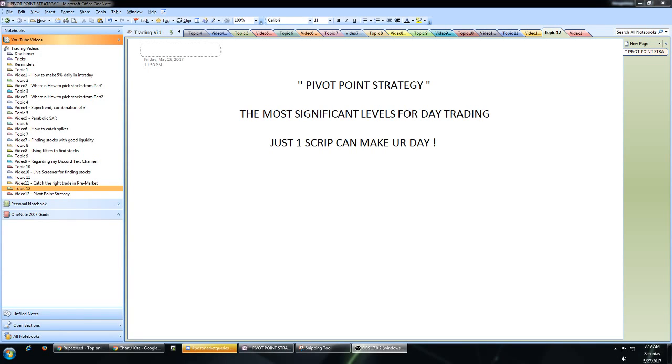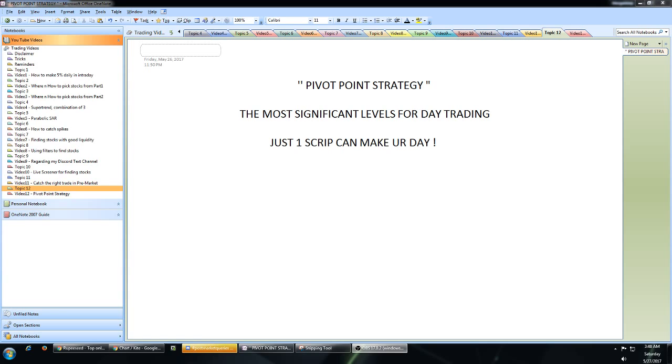So today the strategy that I'm going to discuss is called the pivot point strategy. Now for day traders, I would say the pivot point provides the most significant levels, and the levels are so significant that anyone can stick to one particular stock for the entire day and keep minting money. Basically, pivot points provide standard support and resistance using which we can take trading decisions.